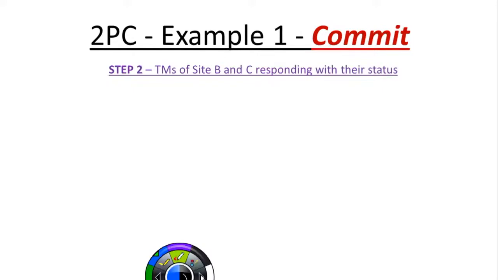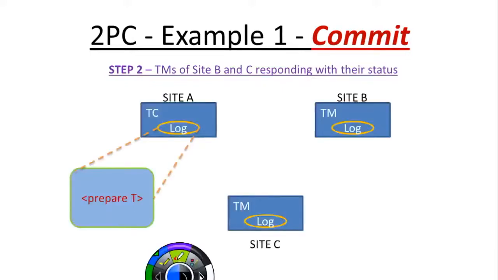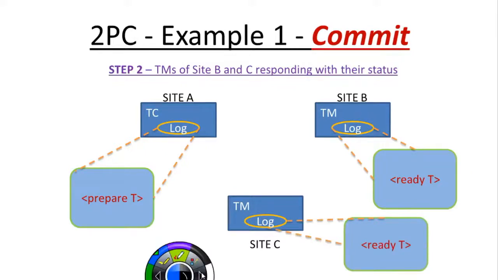Second step, upon receiving it, the transaction managers of the participating sites are going to respond with their status. Each site, if it is ready, is going to write a ready T message in its log file and respond with a ready T message to the coordinator site. This is step 2. They are ready to commit, so they write a ready T message in their log file and respond with a ready T to the transaction coordinator.